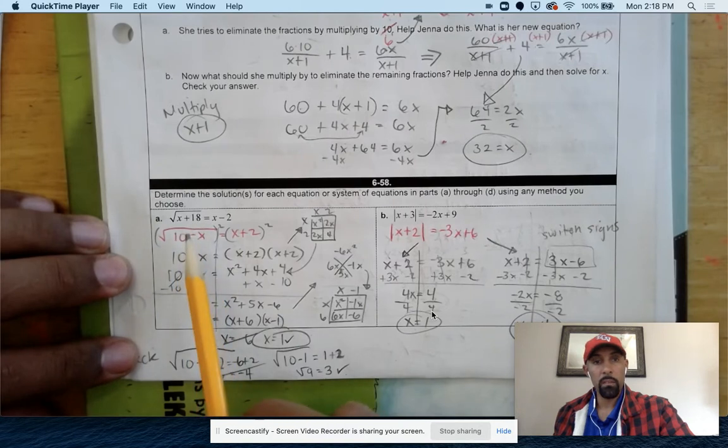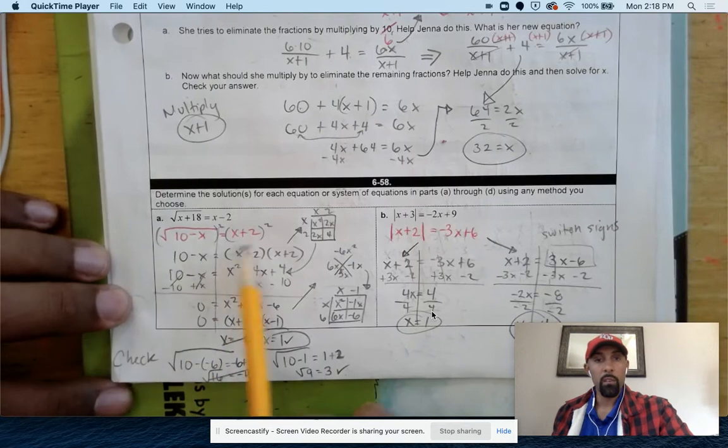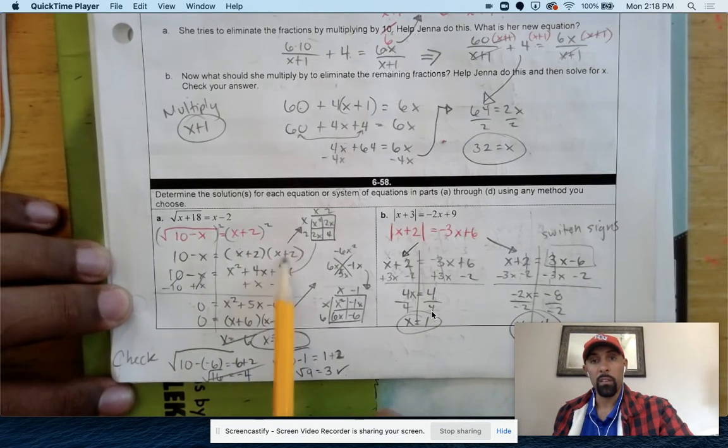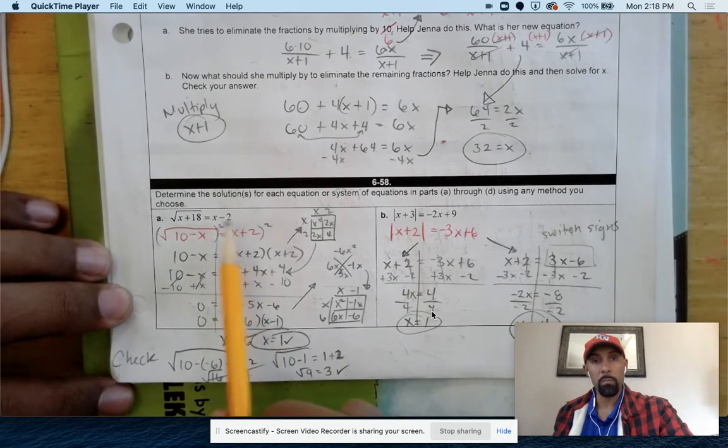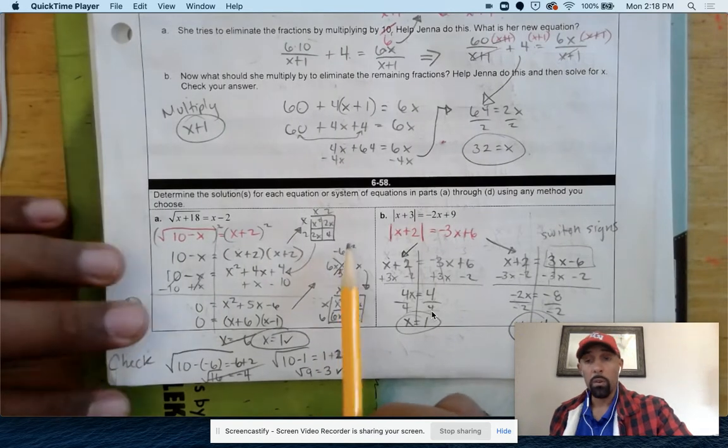Okay, so here's mine. Remember, the first step is always you have to square both sides. And don't forget that if it's two numbers here, you have to expand it out and double it, basically. So you'll double that x minus 2. And then you need to multiply it either foiling or using the box.